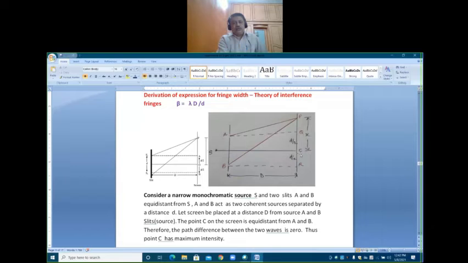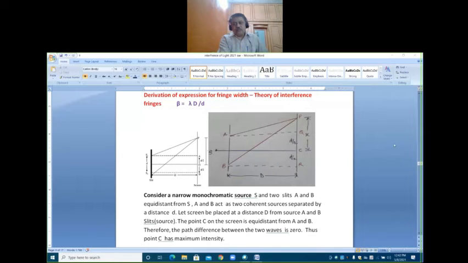Now the markings are different. C is the center, C is equidistant from A and B, which we will be using in the derivation. So C is equidistant from A and B, therefore C is the center, so it will always be bright. And P is any point on the screen which is at a distance x from C.